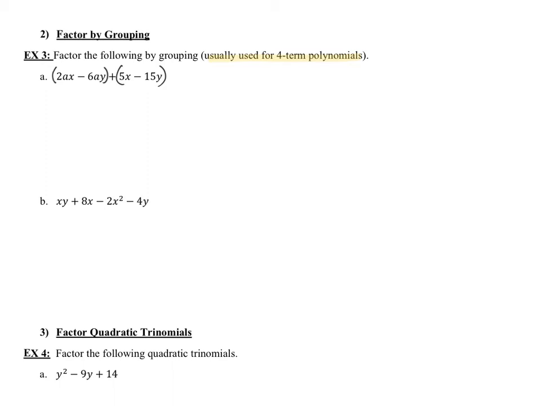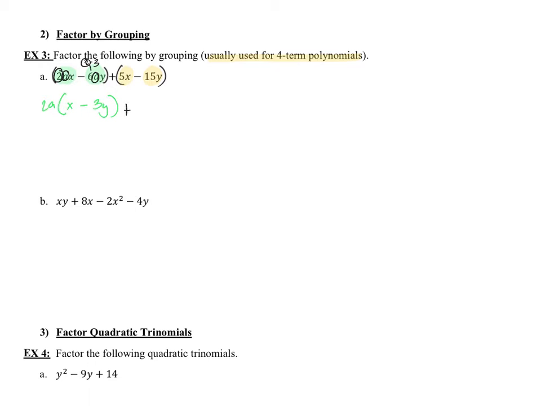Once you do that, you focus on each grouping individually and see if they have anything in common. For the first one, do they have anything in common? Well, they both have a 2. Remember, this is 2 times 3. And they both have an a. So I'm going to factor out a 2a. And what's left? Just 1x minus 3y. I'll bring down the plus sign.